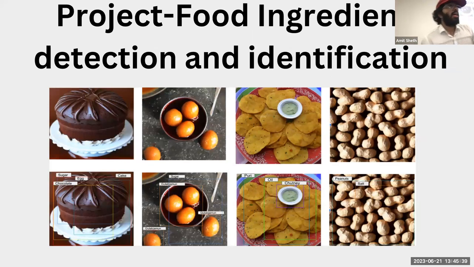Okay. And I'll go to a project that I am working on. Since, as I told you, I am an exchange student, I am working on a project here. I am working on food, because why not? I love food. The project is ingredient detection and identification, and later using it for things like health issues. Let's say I have diabetes and I have to use foods that are specific to me. So the project is food ingredient detection and identification.